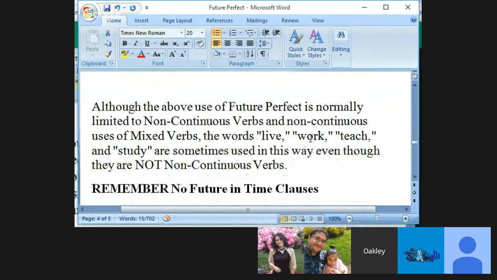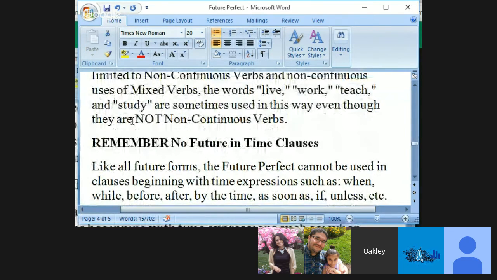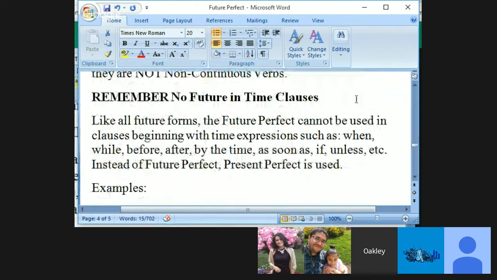Okay. Live, work, teach, study. These very, very common verbs. As I had mentioned previously, no future in time clauses ever, ever, ever. Any time clauses, any future tense. It cannot be used in clauses beginning with time expressions such as when, while, before, after, by the time, as soon as, if and unless.